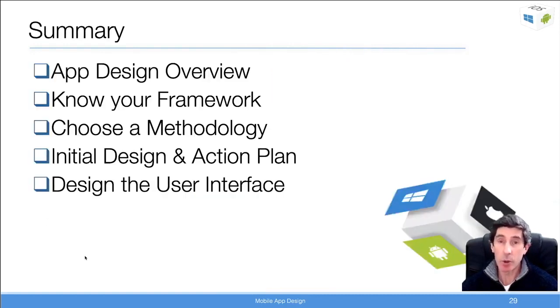So in summary, I suppose, we've had a quick look at an app design overview. Just know a little bit about your own framework. Choose a particular methodology. You then go and talk about your initial design and your action plan, and then you can go ahead and design your user interface. But a lot of that can be iterative. If we go back to our methodology, decide on what the particular features are, prioritize those, and then follow those through to completion, to actual user testing, and then go back and do it all again, okay?